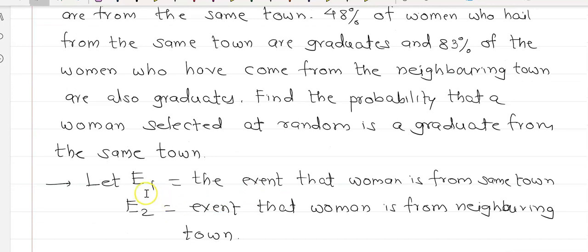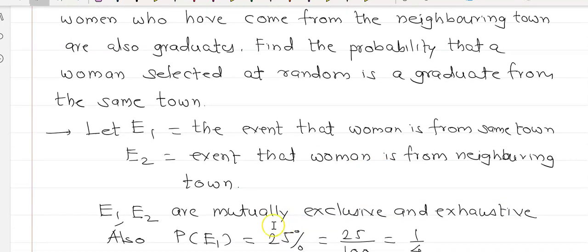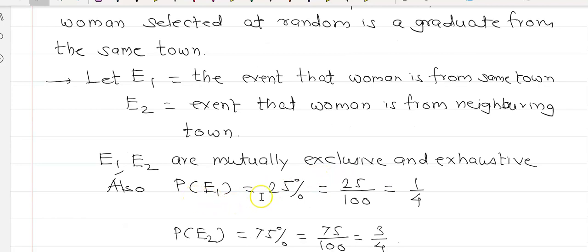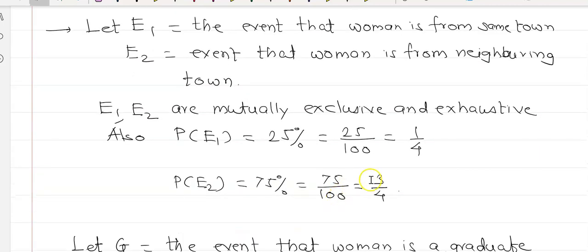Now here we have the event E1, the event that the woman is from the same town. This is our required event. E2 is the event that the woman is from the neighboring town. E1 and E2 are mutually exclusive events. The probability of E1, which is 25% from the same town, is 25 upon 100, that is equal to 1 by 4. For E2, 75 upon 100, that is equal to 3 by 4.